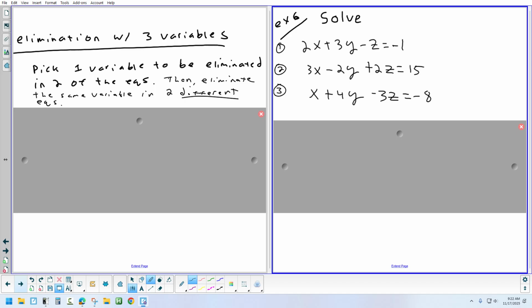And then we'll choose to eliminate x again in equations 2 and 3. But we have to use 2 different equations the second time. Once we've eliminated one variable in 2 different equations, this is now going to be just like the problems we did before. We're going to be left with 2 equations. Each equation will have 2 letters. And then we'll solve that like we've been solving.